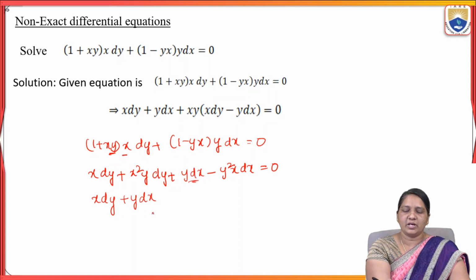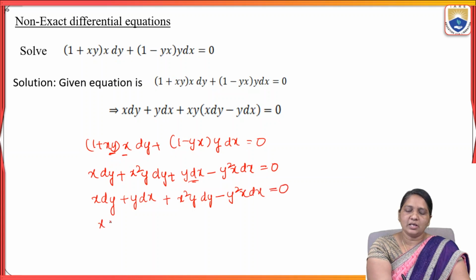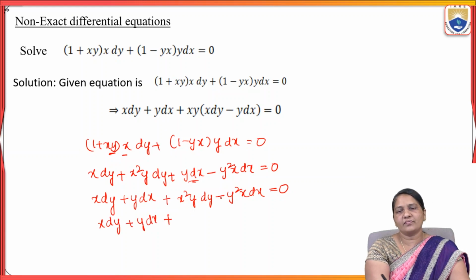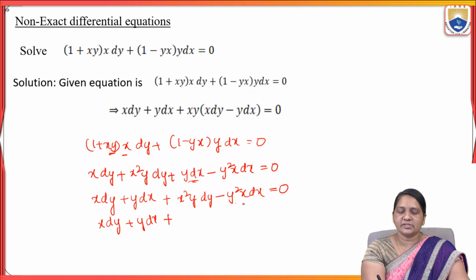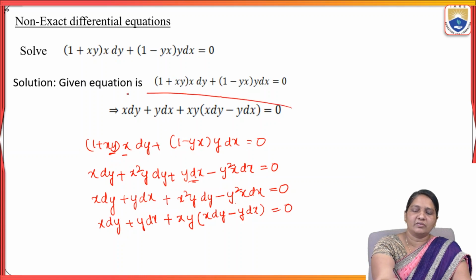So x dy plus y dx plus x square y dy minus y square x dx equal to 0. Here x square y and x y square are there, so that's why I am taking the common xy. If I take xy common in the second term, x dy minus y dx remains, equal to 0. This is the equation.